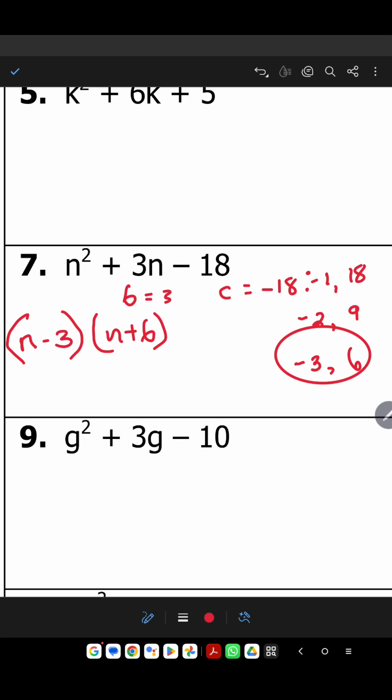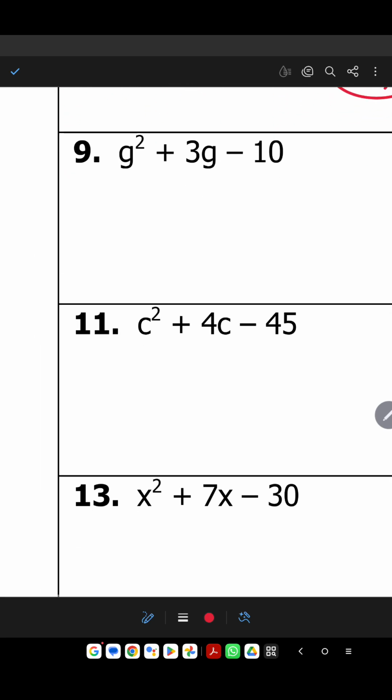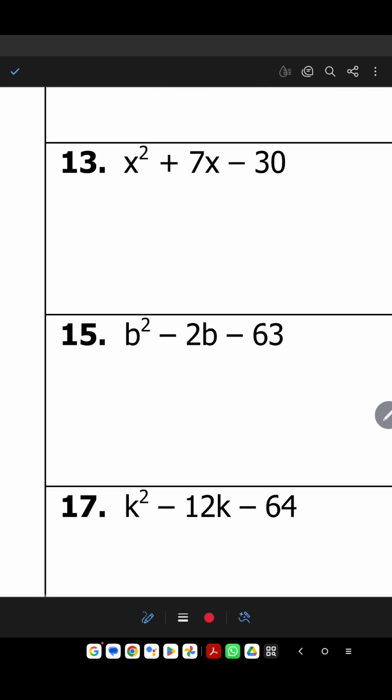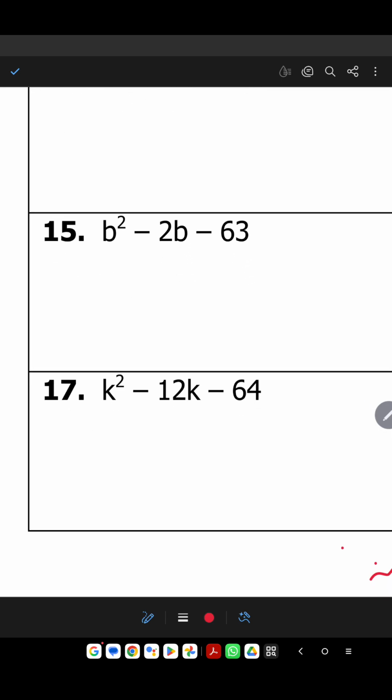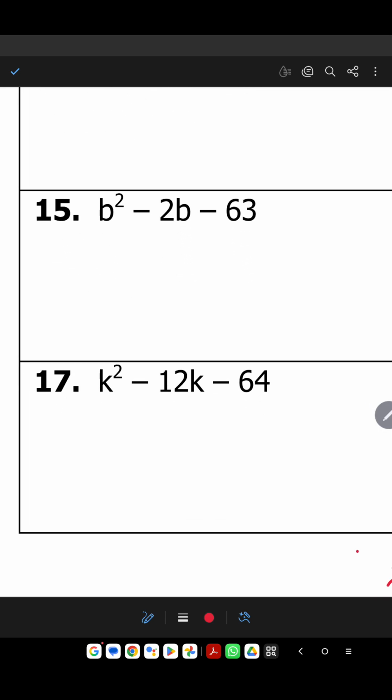So remember, ladies and gentlemen, whenever you're factoring a trinomial in the form of x squared plus bx plus c, where the leading coefficient is 1, all we have to do is find a pair of factors of c whose sum is equal to b. Now let's go down to question 15.